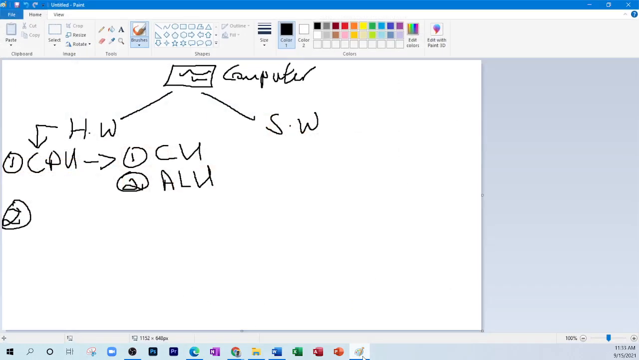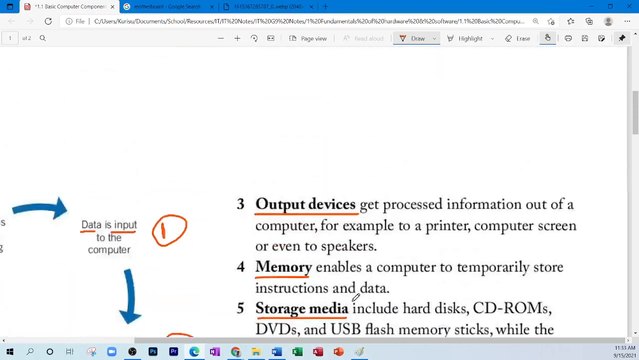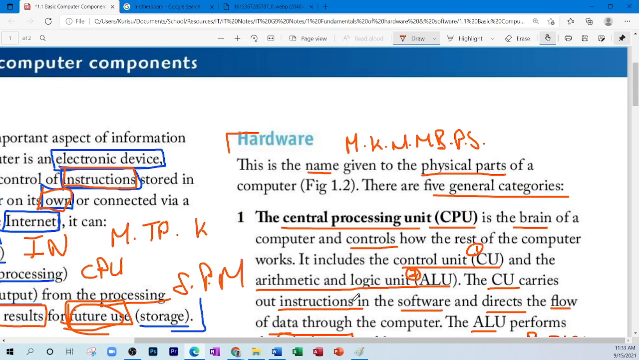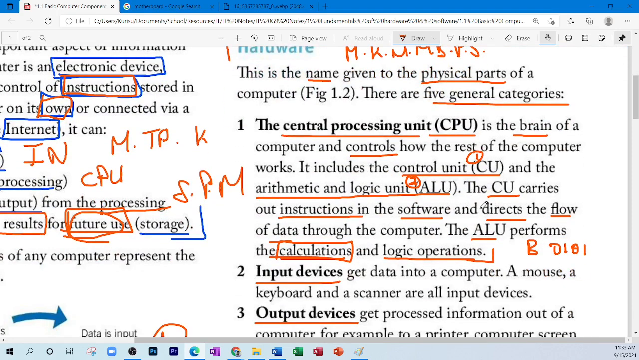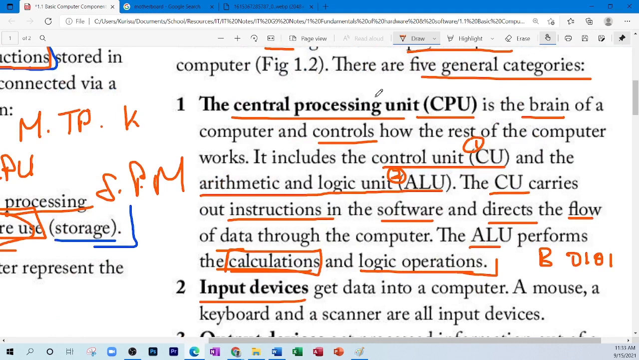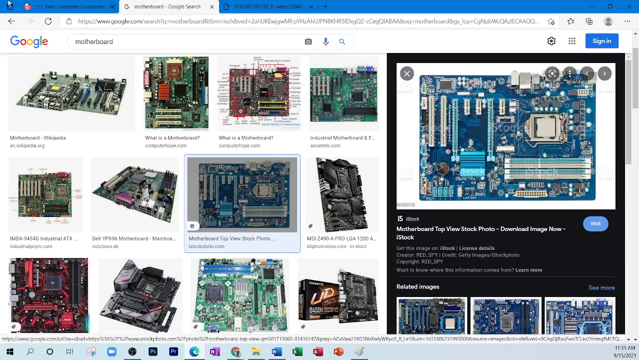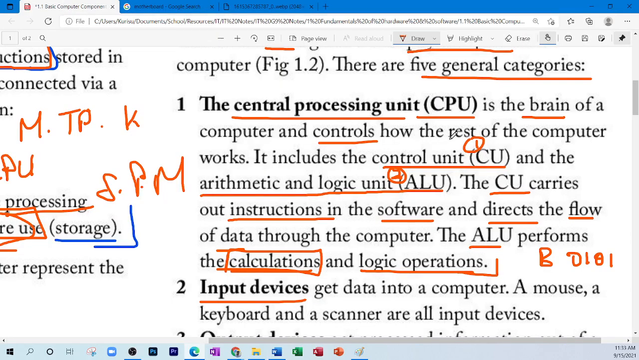Please remember this diagram: hardware and software. What is hardware? Hardware is all of the physical parts of your computer. Anything you can touch, anything you can feel, that is the hardware. And we looked at the first category, the CPU, which is the brain of the computer. Just like how you have a brain that controls your body, the computer has a brain. That chip that I showed you, this small white square, controls the computer, and it is made up of two parts: the control unit and the arithmetic and logic unit.